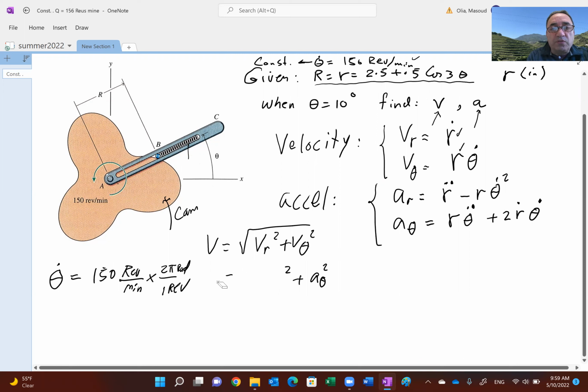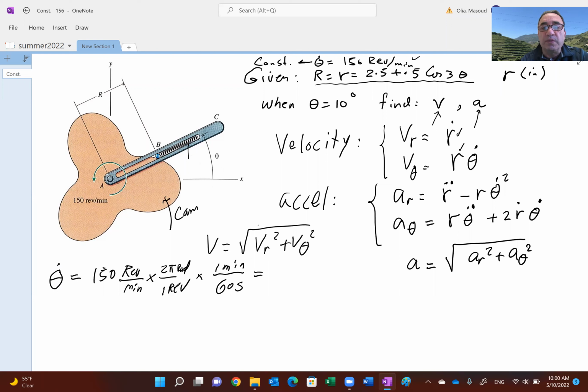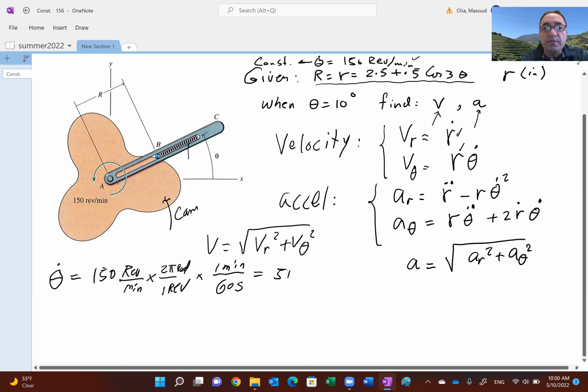And then 1 minute is 60 seconds, right? So basically you just have to multiply by 2 pi and divide by 60 if you want to convert from revolutions per minute, RPM, to radians per second. So that becomes 5 pi radians per second, which is roughly 15.71 if you round it a little bit.